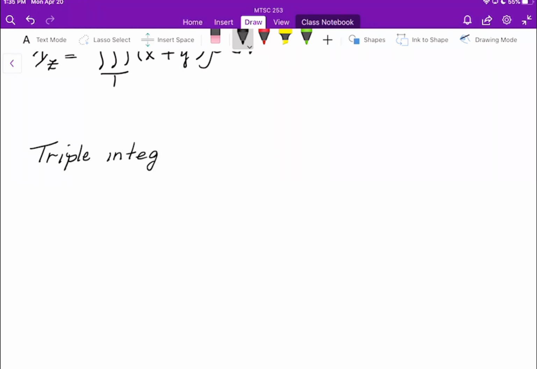So let's look at triple integrals over simple regions.